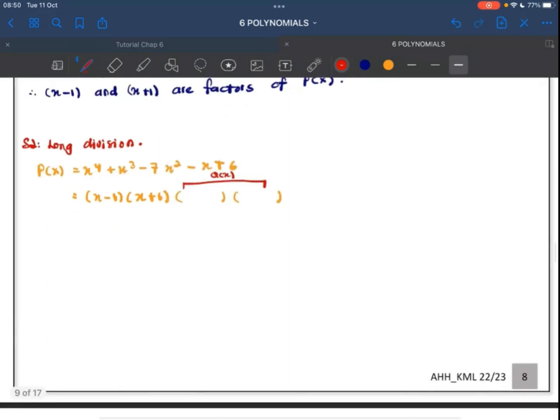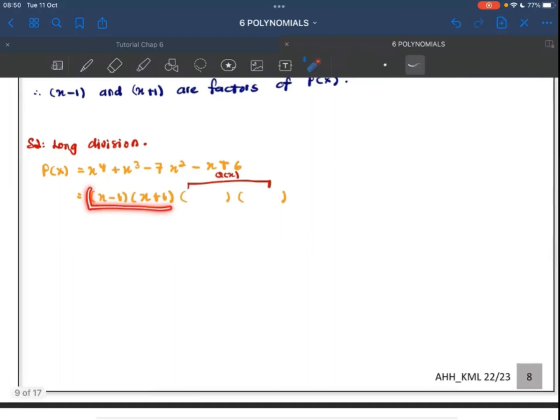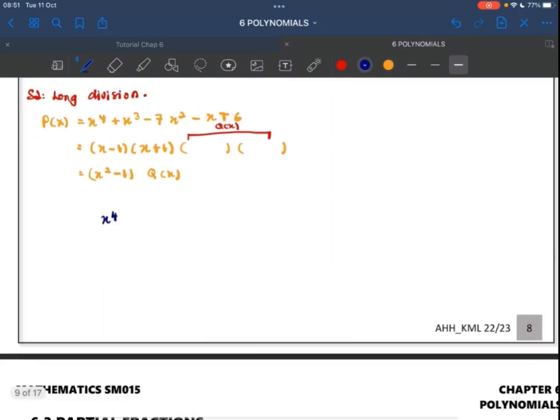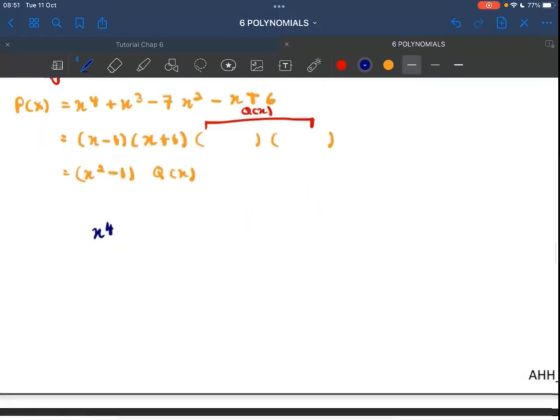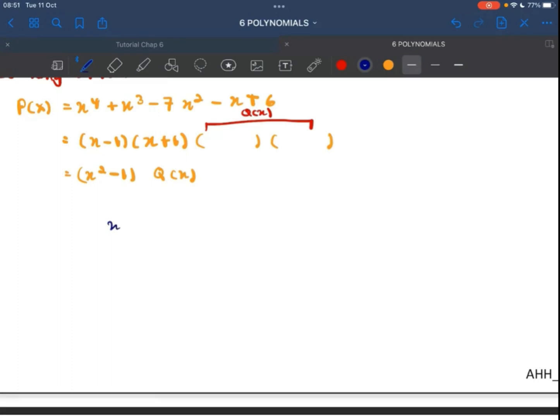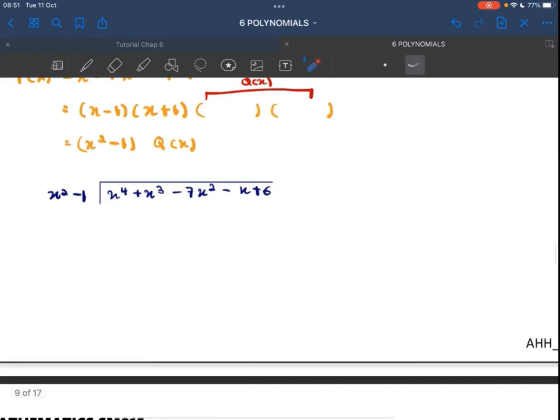Okay, so long division, divide by what? Divide by the first 2 factors that we already have. If we expand this, we will get x square minus 1. And then this is what we want to find, our Qx. So for Px, to do long division, we have x4 plus x cube minus 7x square minus x plus 6 divided by the first 2 factors, x minus 1, x plus 1, which expanded gives x square minus 1. Okay, so we do long division here.